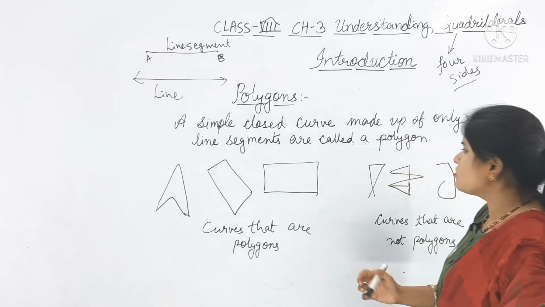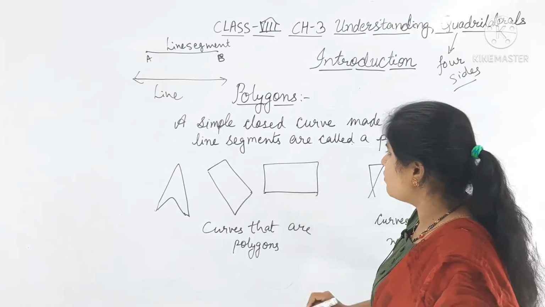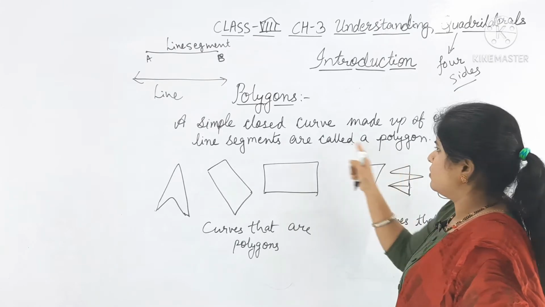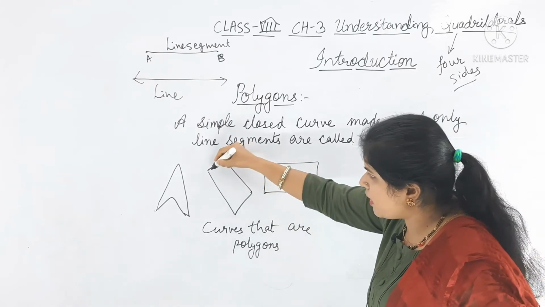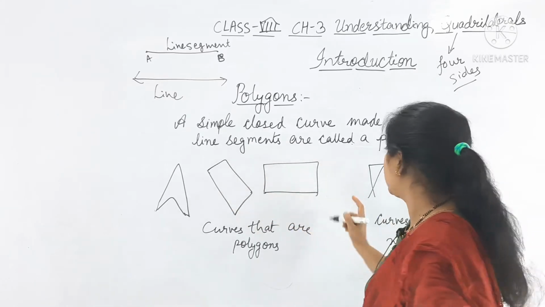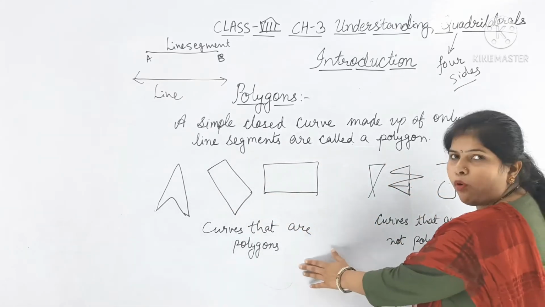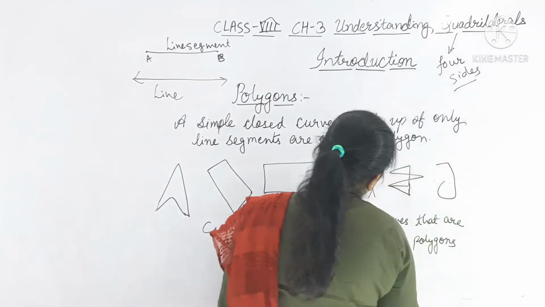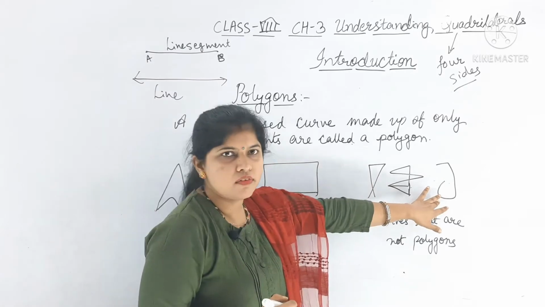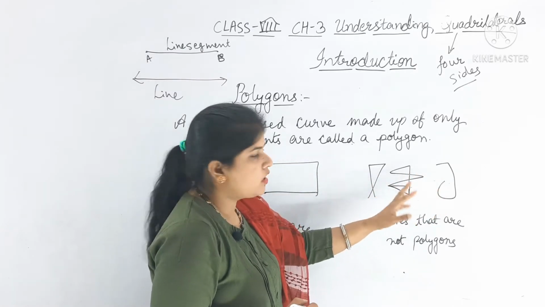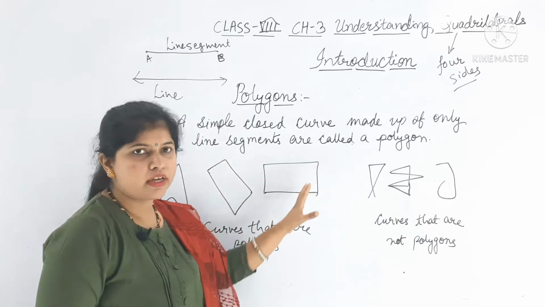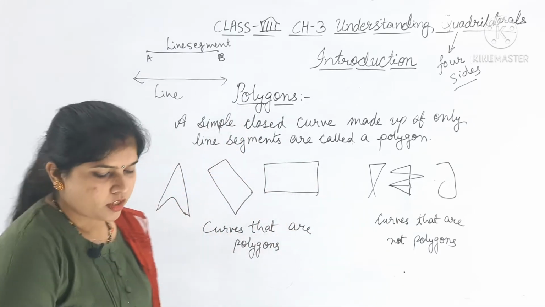So here you can see that it is a closed curve and we have 4 sides in all, and we can make it by the line segments. We will see these are the curves that are polygons, and here you can see that we have line segments, but it is not a closed curve. Some are crossed. So these are not polygons. So this is the main difference, how you can recognize the polygons.